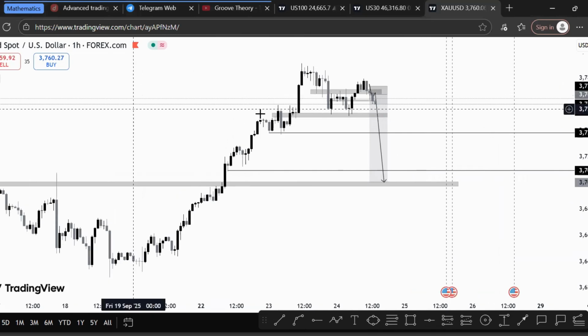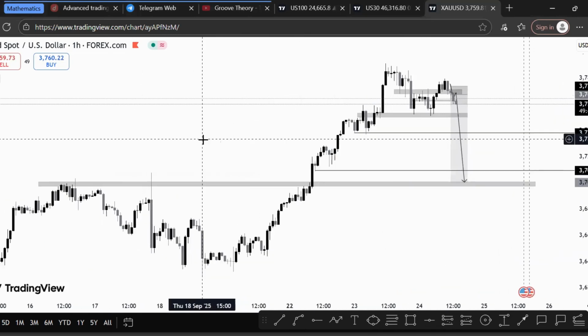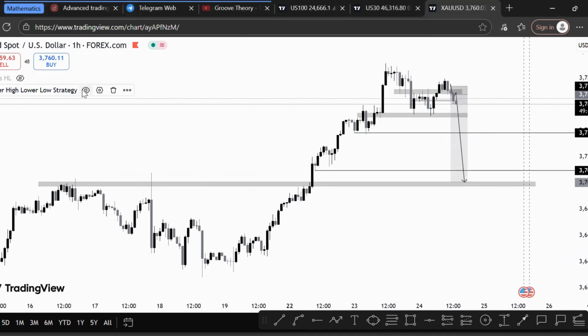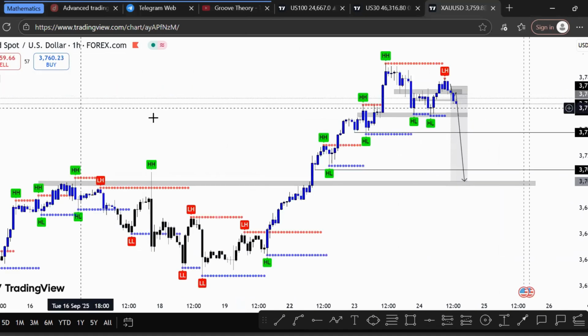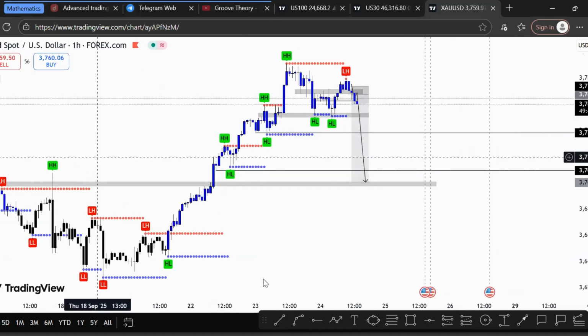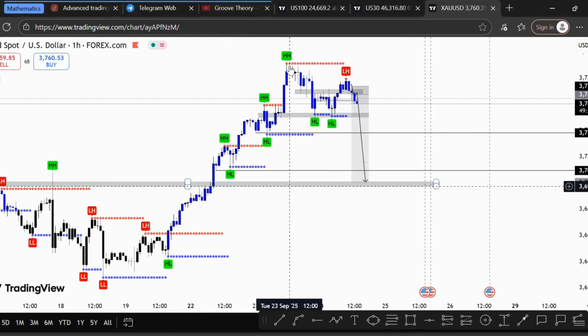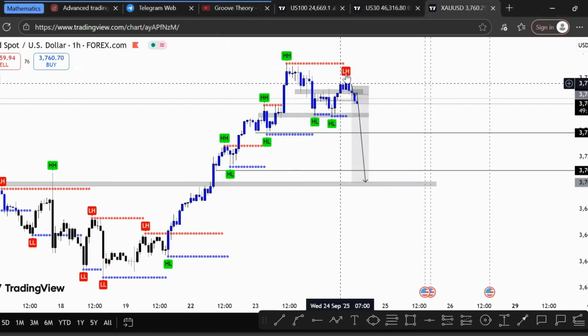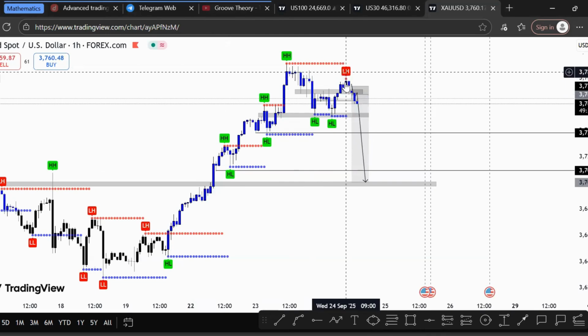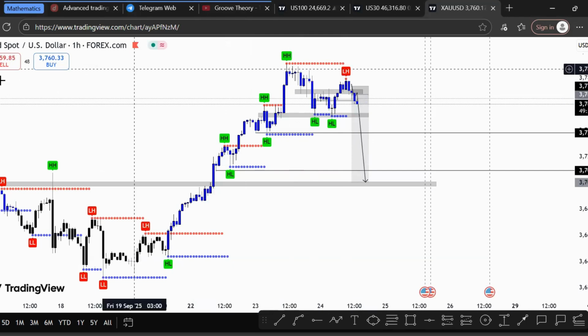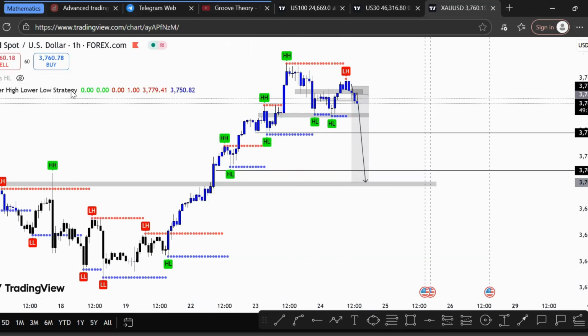Remember I did mention this tool right here in yesterday's session, and as you can see, this tool has been giving us higher highs and higher lows. But then when the market got to this level, it created a lower high. So I'm like, okay, we have a lower high at that area.